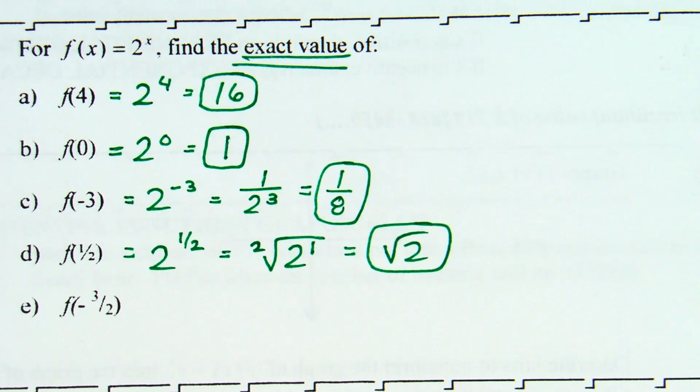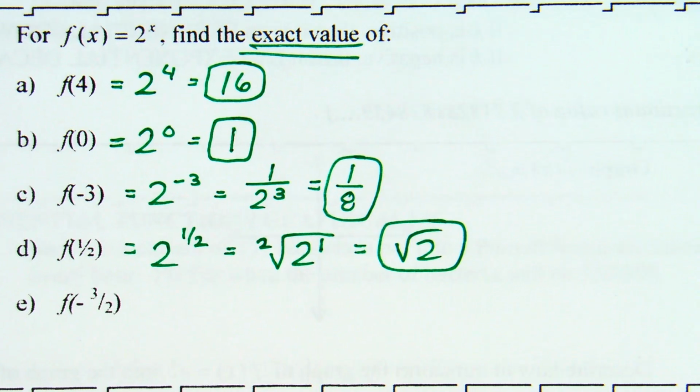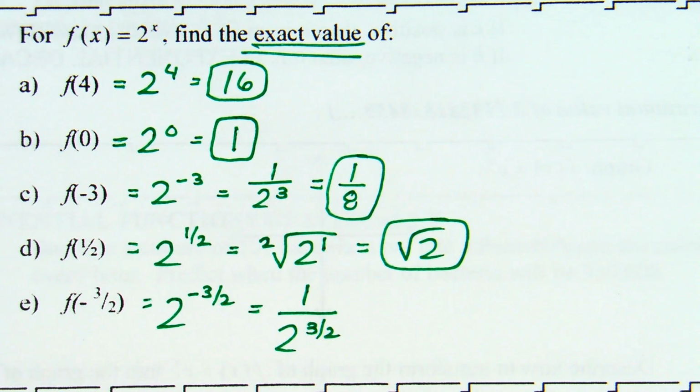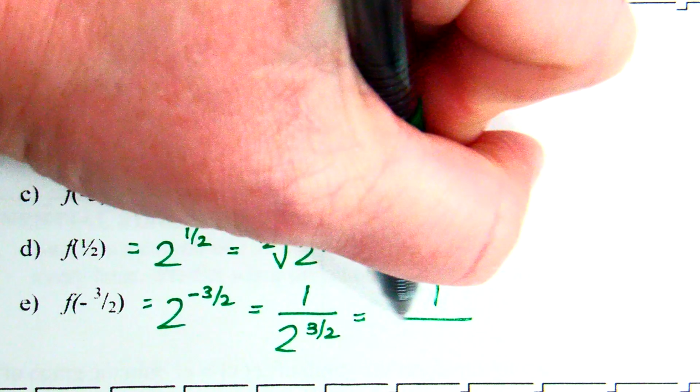And E. F of negative 3/2. So it's 2 to the negative 3/2. No. What's the negative? Start with the negative. What's the negative do? Puts it under 1. So now this is going to become 1 over 2 to the 3/2. Are you still following? Okay. Now, we just talked in the last one about a fraction exponent. Fraction exponent means there's going to be a radical involved. What kind of radical is this?